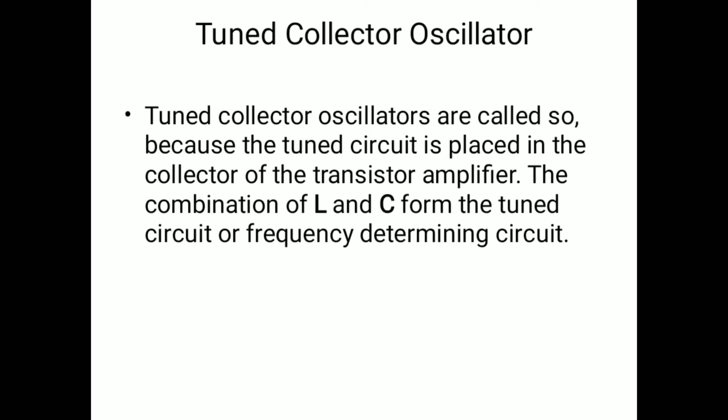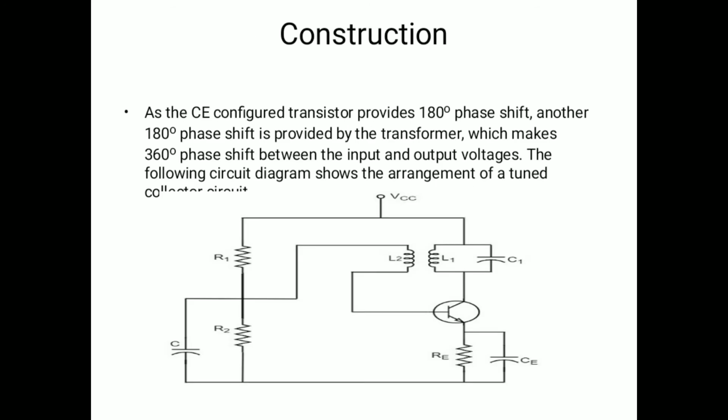The name is tuned collector oscillator because the tuned circuit in this oscillator is placed in the collector of the transistor amplifier. The combination of L and C forms the tuned circuit, placed at the collector side of the transistor. L and C are used for determining the frequency of the oscillations. Now this is the circuit of the tuned collector oscillator.